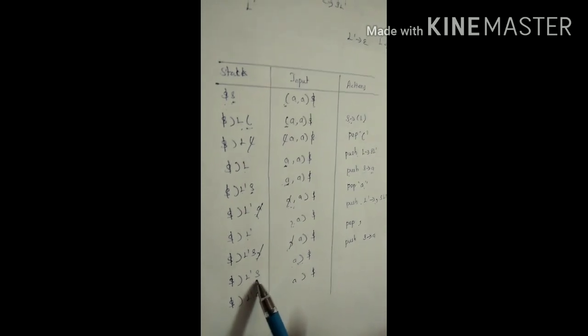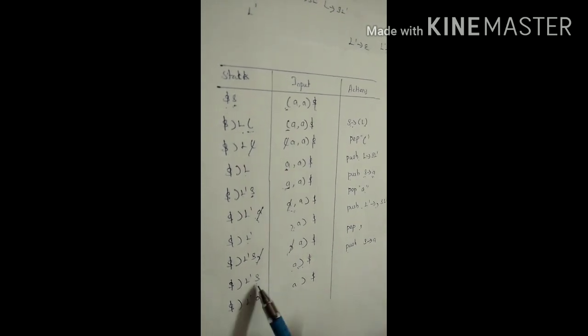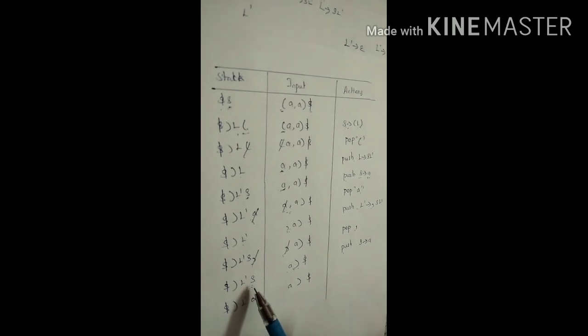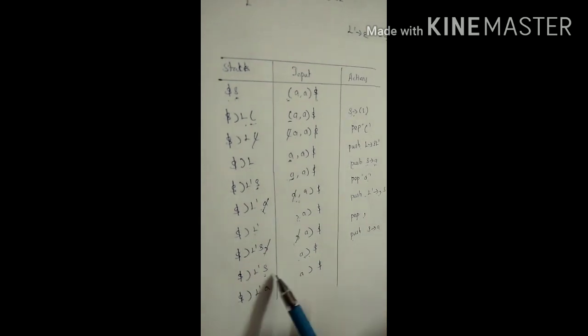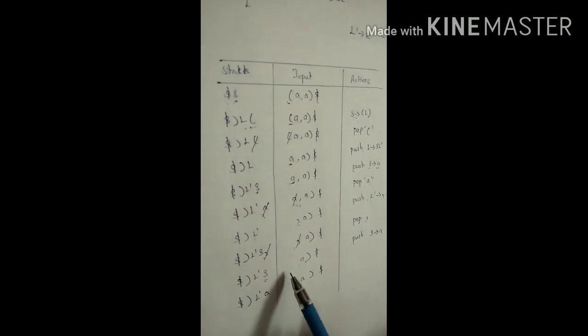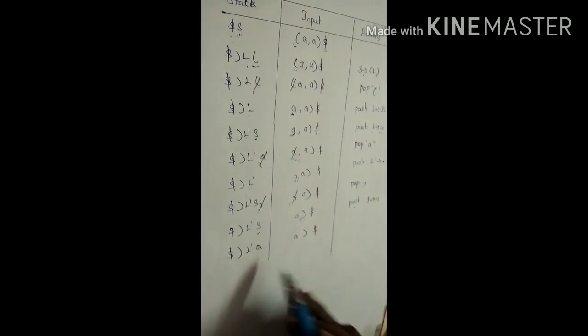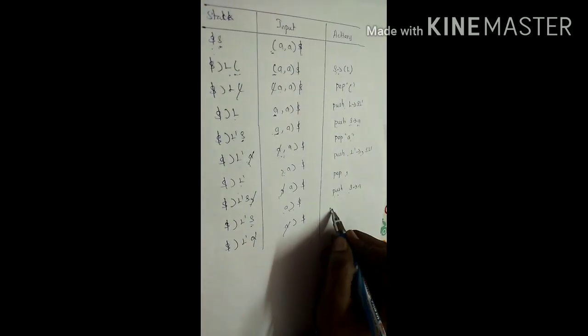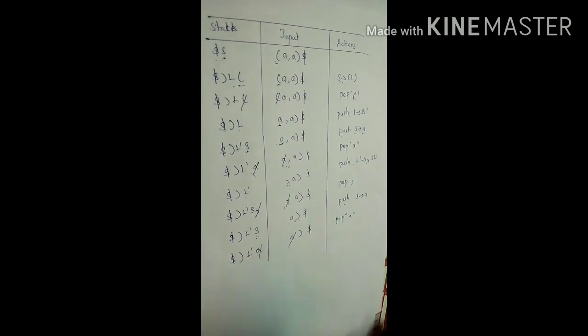Now the current symbol on the stack is S, and the input symbol in the input buffer is A. So we have to consult the parsing table. Here we have the production S tends to A, so push S tends to A. Both the symbols are the same, so pop the symbol and advance the input pointer to point to the next symbol.